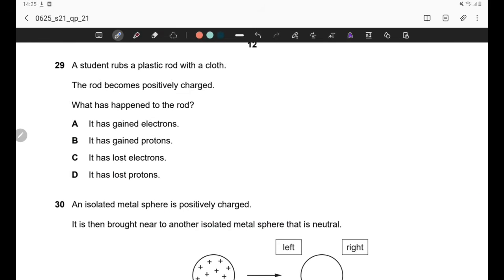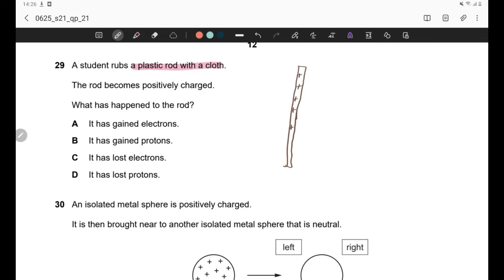Question 29. A student rubs a plastic rod with a cloth. The rod becomes positively charged. What has happened to the rod? So we have a plastic rod. When it is rubbed with a cloth, it becomes positively charged.